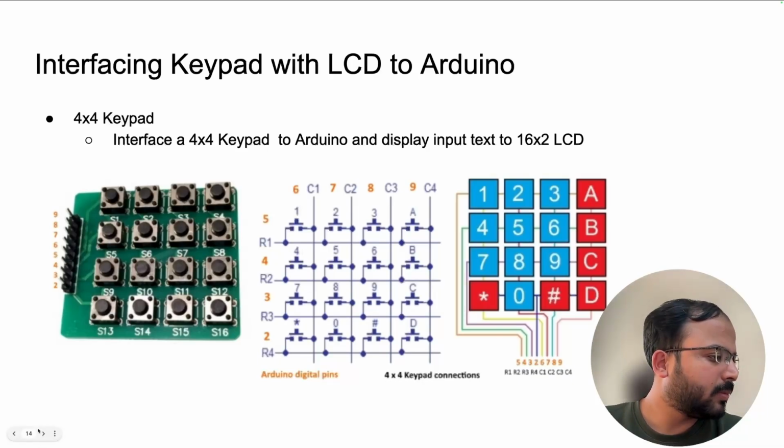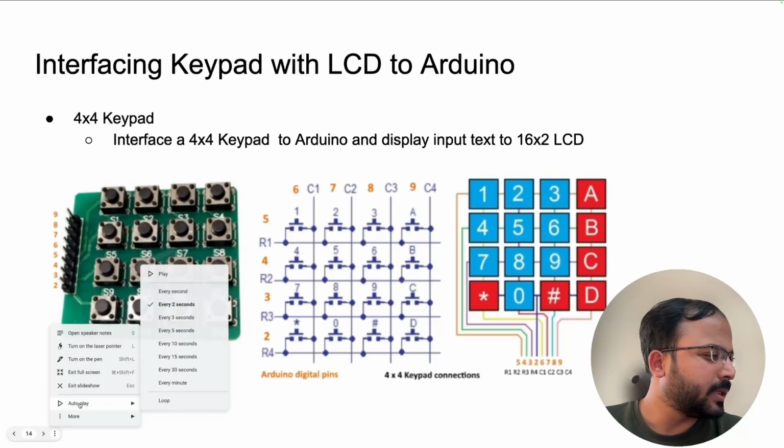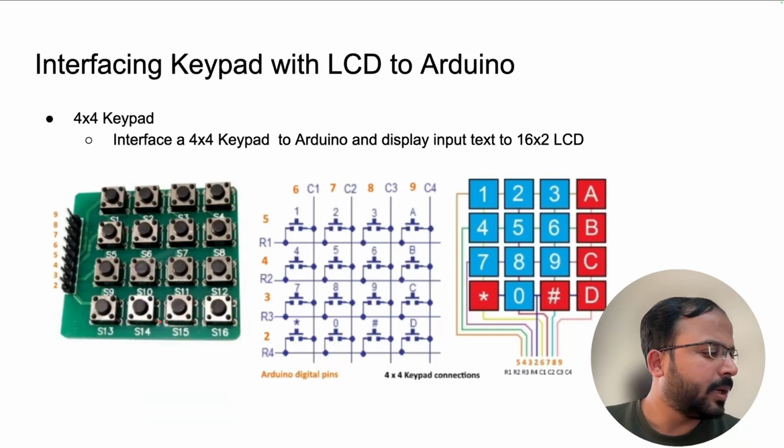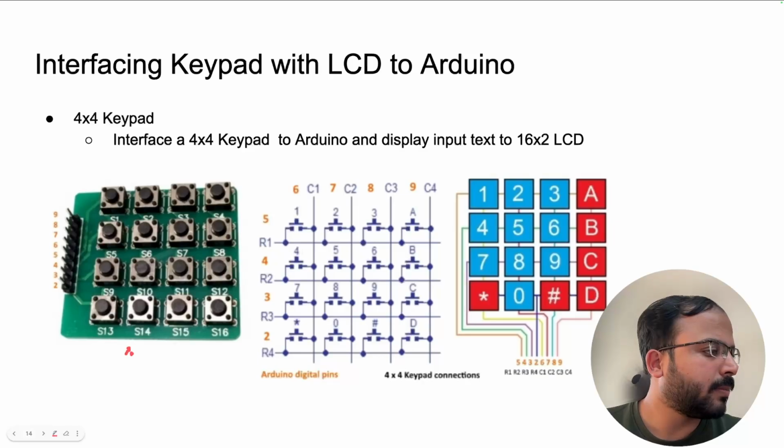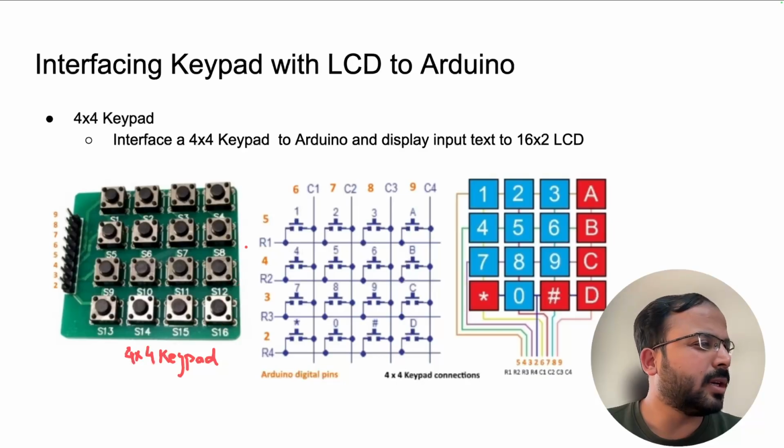Here, if you see, this is the diagram of how the physical keyboard, or the keypad, looks like. This is a 4 cross 4 keypad. So why 4 cross 4? If you see here, there are 4 rows and there are 4 columns, and on each intersection there is one switch. So there are a total of 16 switches.